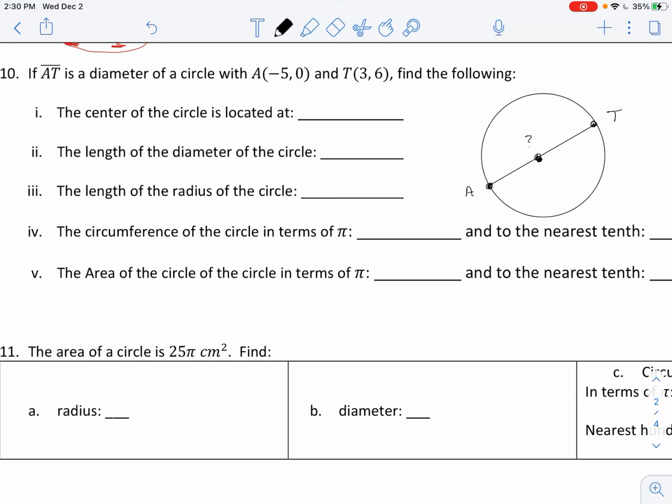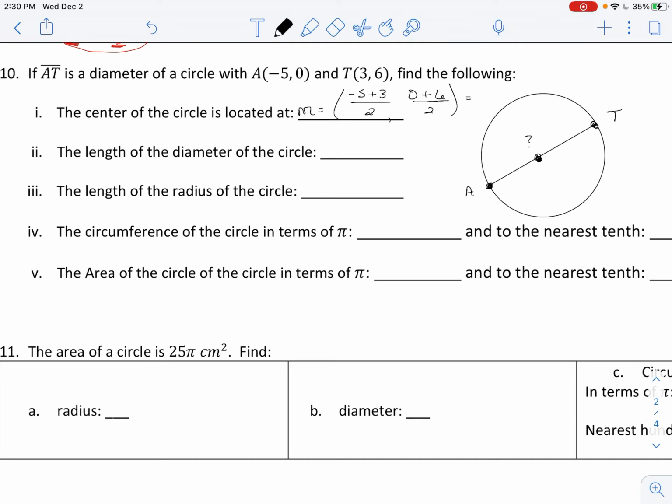The first thing it wants is, well, where is the center? So if I know I'm at one end and I have the other end, and I'm finding the point in the middle, that's midpoint. So I'm going to use my midpoint formula, which we reviewed earlier in this review, is an average. I'm going to average my x's. I'm going to average my y's.